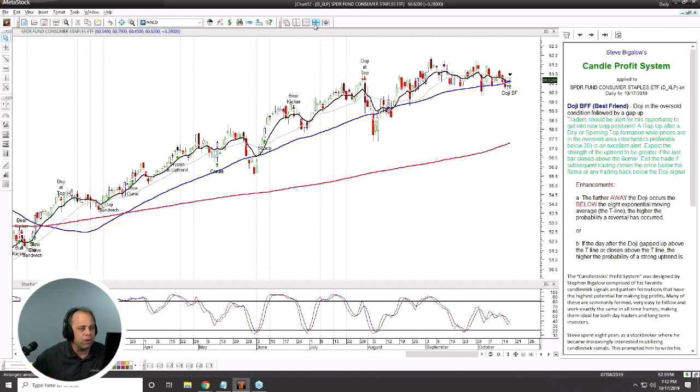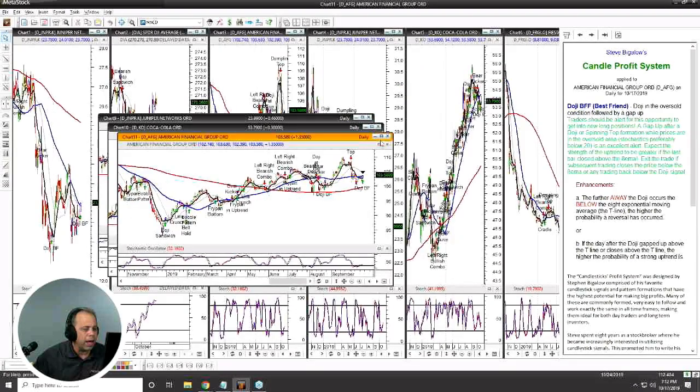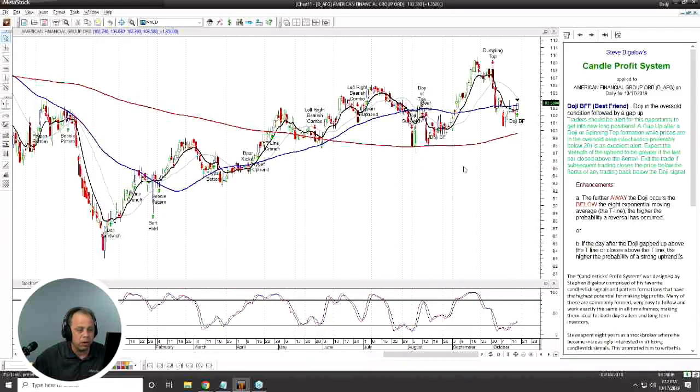Let's just look at another, maybe one of the charts. I'm going to go ahead and minimize this one. Here we had American Financial Group, also has a Doji best friend. We knew it would have a Doji best friend.